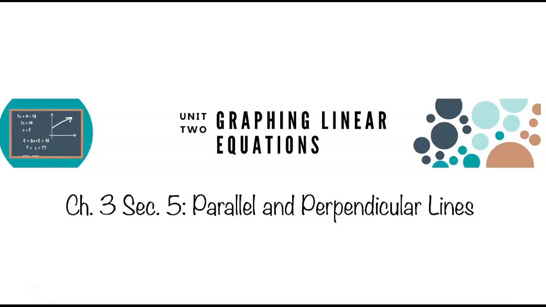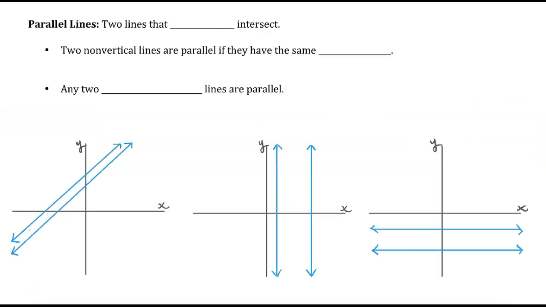We are still continuing on in Unit 2, where we are learning to graph all kinds of linear equations. In Chapter 3, Section 5, we will be extending what we know to parallel and perpendicular lines. Parallel lines are any two lines that do not intersect.